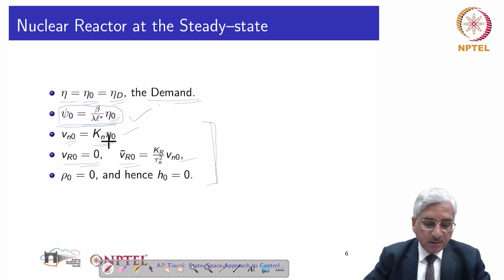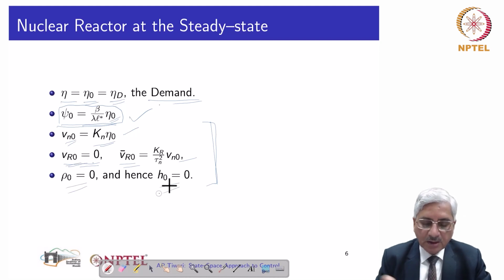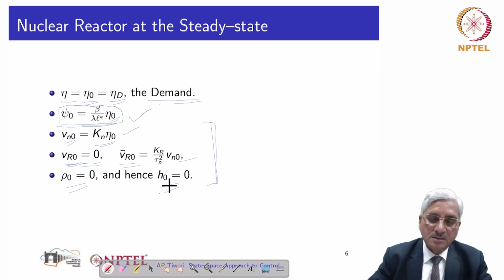Rate of change of neutron density should be 0, so this is 0 and reactivity in the system should be 0, and therefore the control rod should be at its equilibrium position corresponding to the critical reactor. Critical reactor is one in which the neutron flux at one time instant is the same as at the preceding time instant and so on.